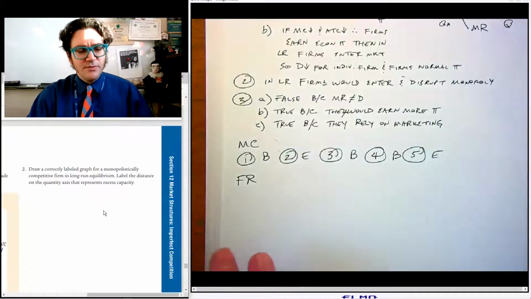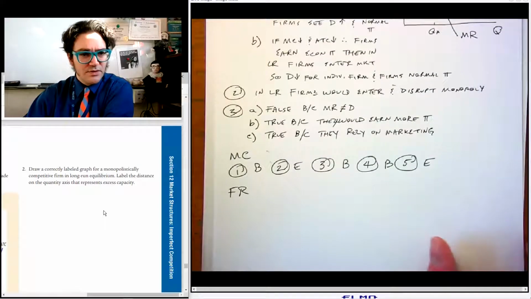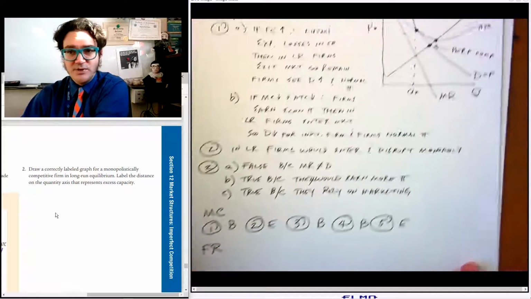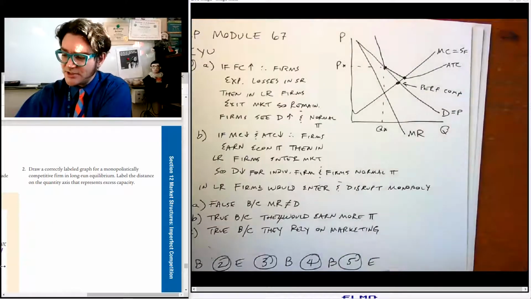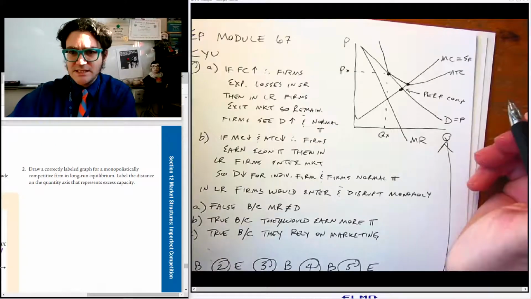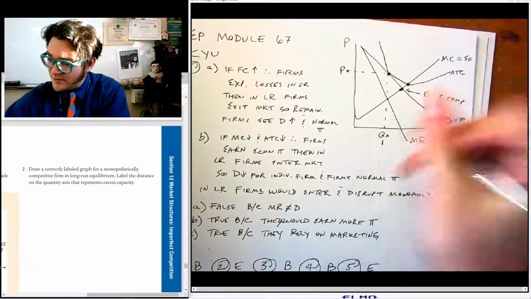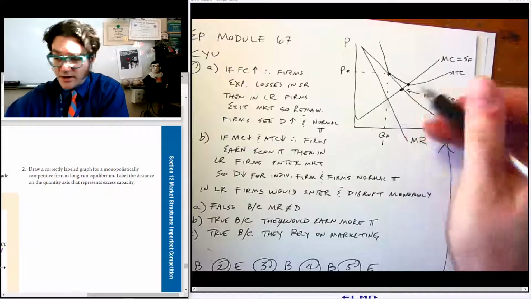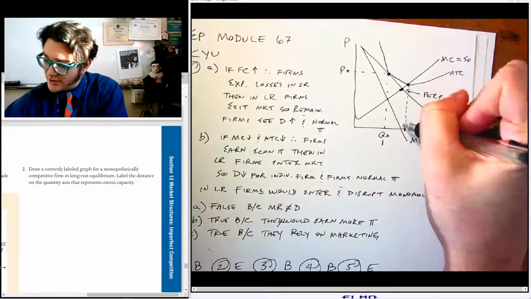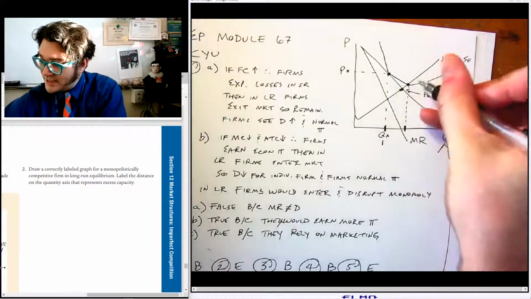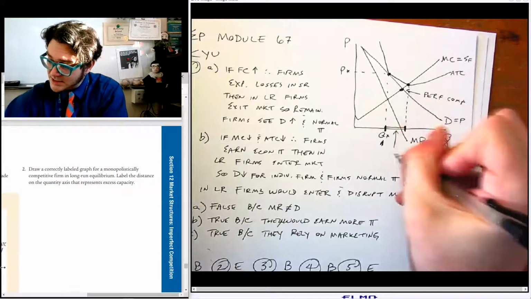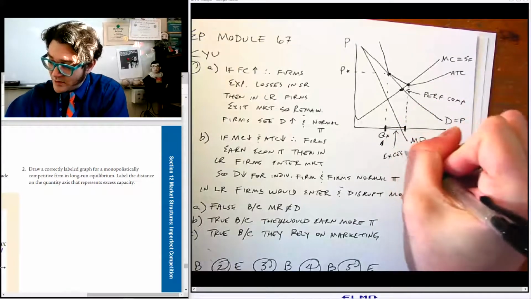Draw a correctly labeled graph for monopolistic competition. Label the distance on the quantity axis that represents excess capacity. Oh, we already did that, but we didn't label. So I'm just going to go whoop, just like that. The excess capacity range goes from the Q star where we are to the minimum point right here of the ATC. So that's what we would call the excess capacity.